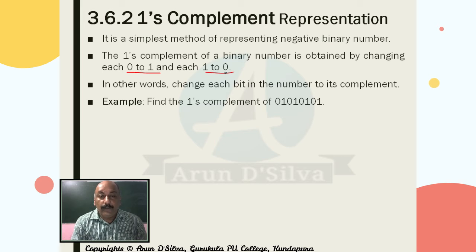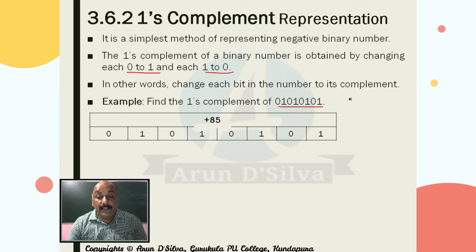Example. Now we'll see what is the 1's complement of the given number. This is in 8-bit format. So this value is 85 in decimal. So what is the complement of this? The complement of this is we are changing the bits. This is positive, the given number is positive.